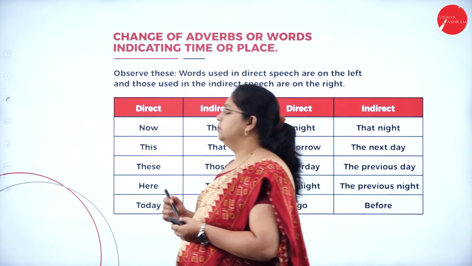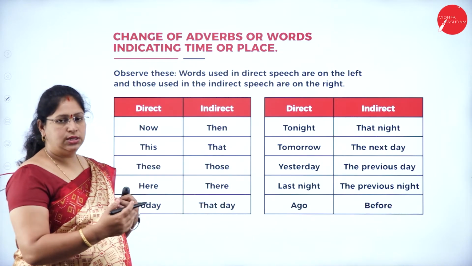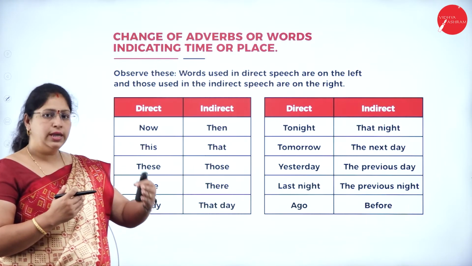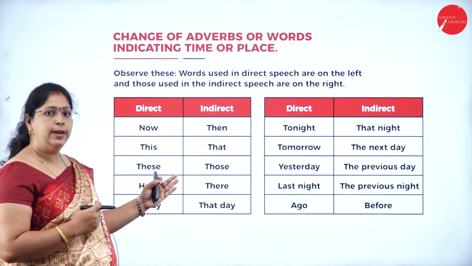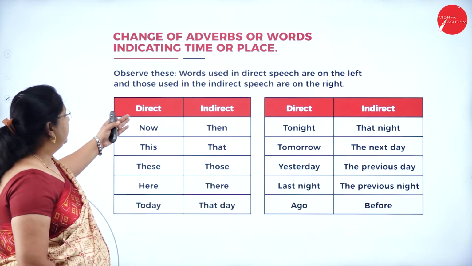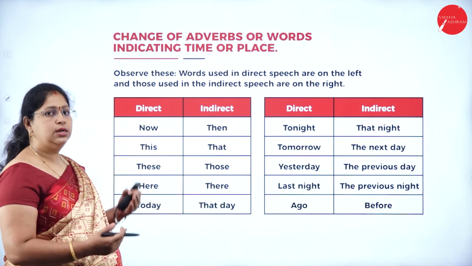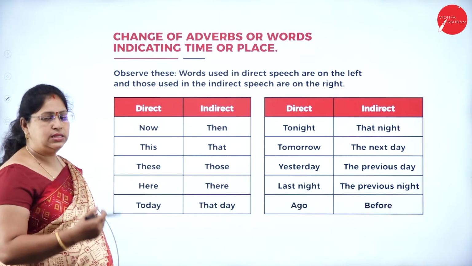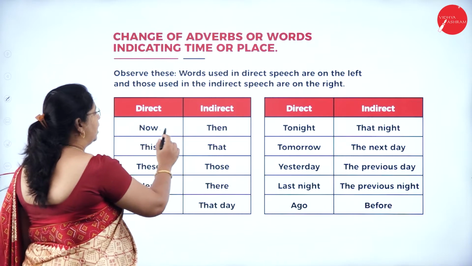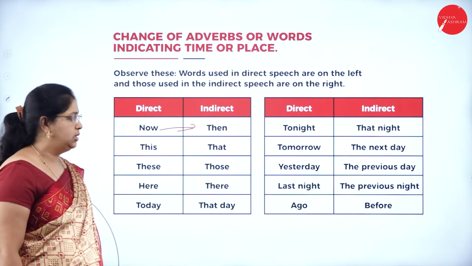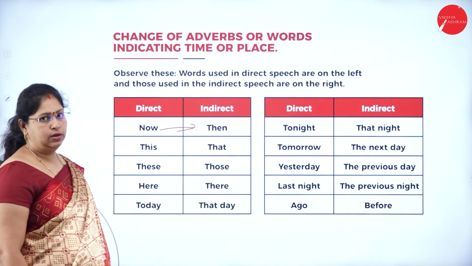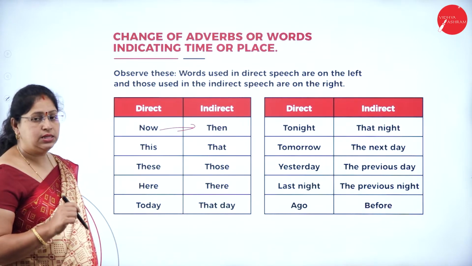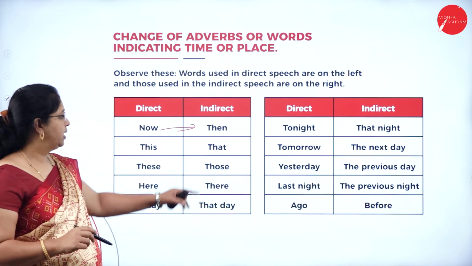So here there are some words which are used in direct and indirect speech. When we change any sentence from direct speech to indirect speech, these are the changes needed. If it is now in direct speech, as we change it to past tense, it has to be then. Now in past tense is then, correct? So if it is now, it becomes then in the past tense. This becomes that. If it is present, it is this. If the sentence is in past tense, the demonstrative word we use becomes that.